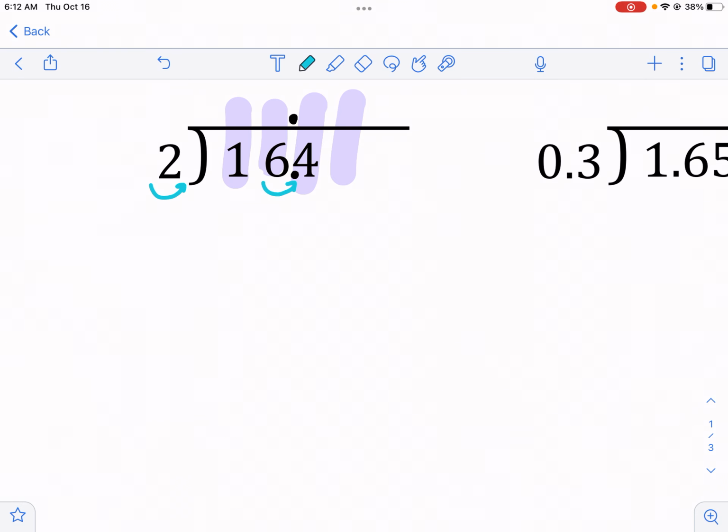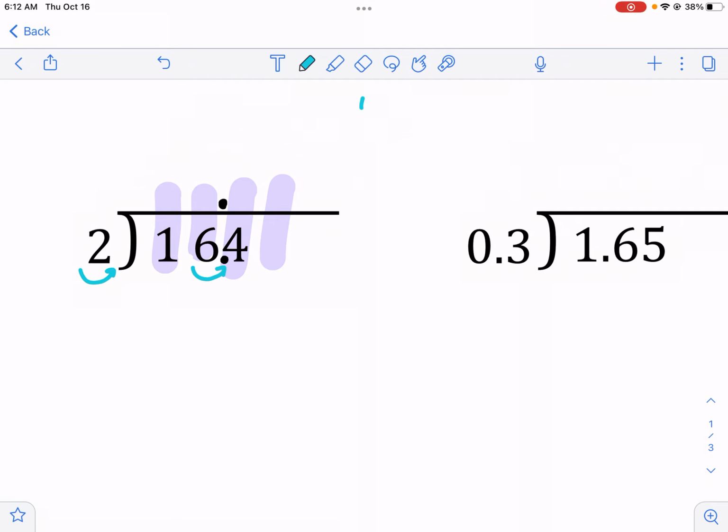2 does not go into 1. Okay, so if I'm looking at groups of 2 here, if you want, use your multiplication chart or something like that just to keep on track. You'll notice that immediately I am above the number 1 that I'm targeting. So I need to move on to the next group. The next group would be 16. So 16 is the next number I can try.